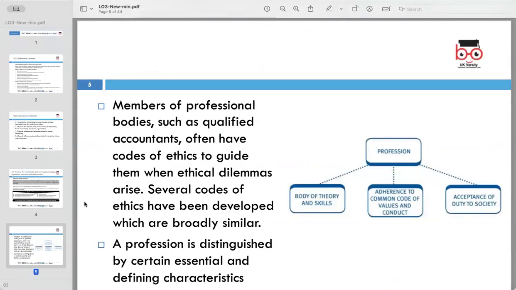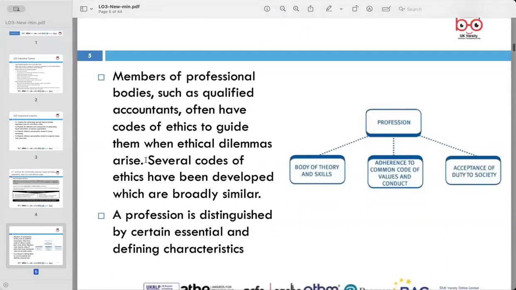So professional bodies, including those of qualified accountants, typically have codes of ethics, guiding members in navigating ethical dilemmas. These codes, though diverse, share fundamental similarities. A profession distinguishes itself through essential characteristics, notably a body of theory and skills, adherence to common codes of values and conduct, and acceptance of a duty to society.